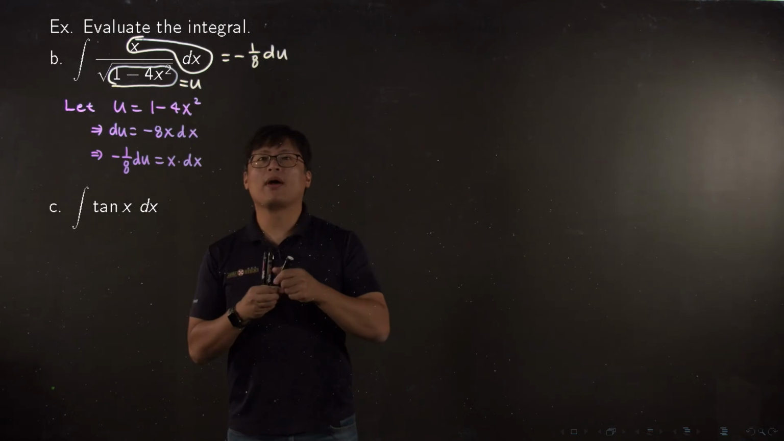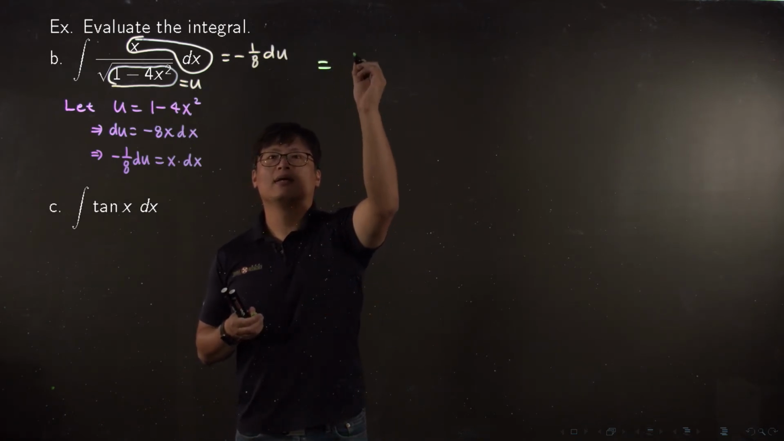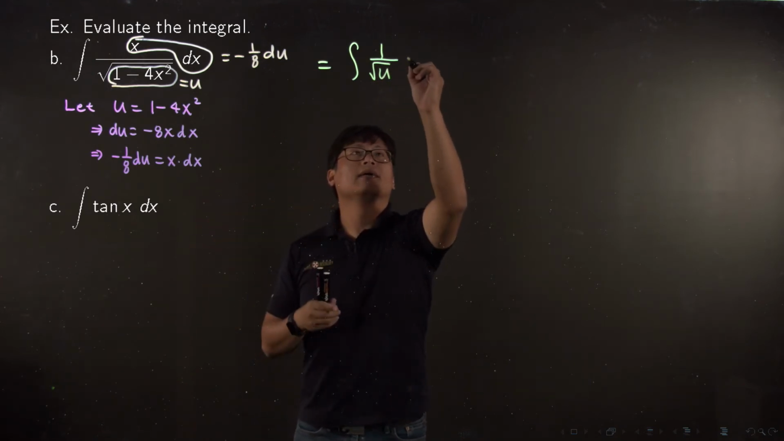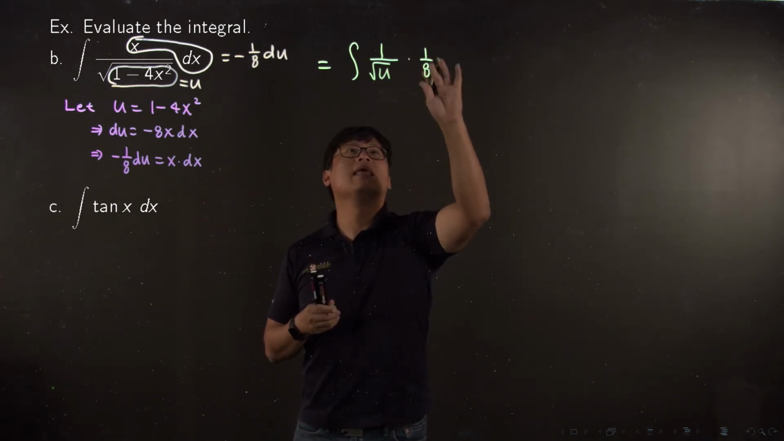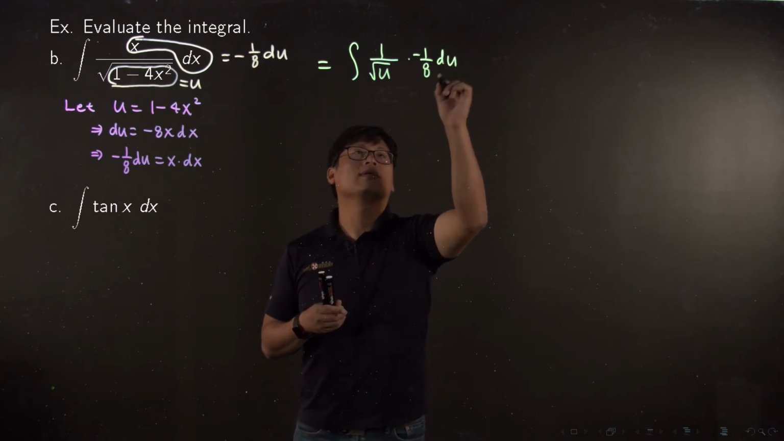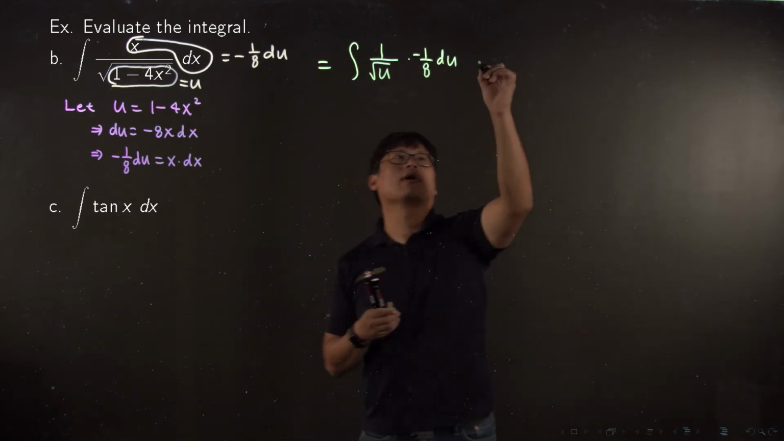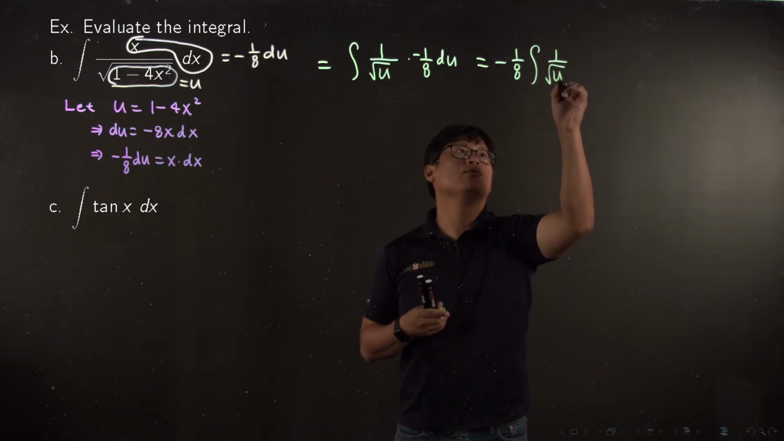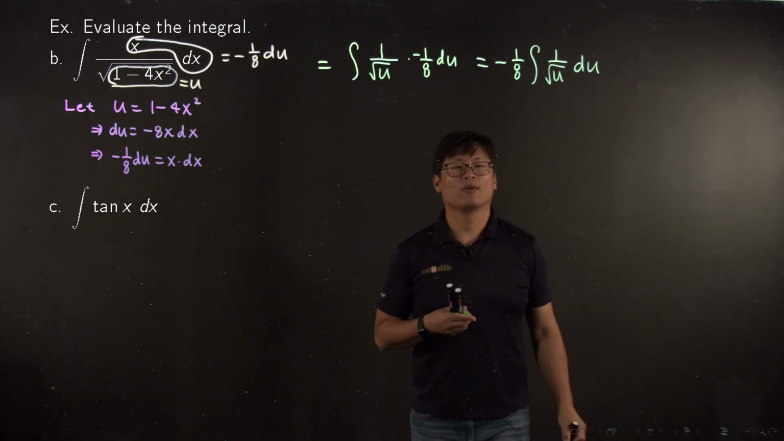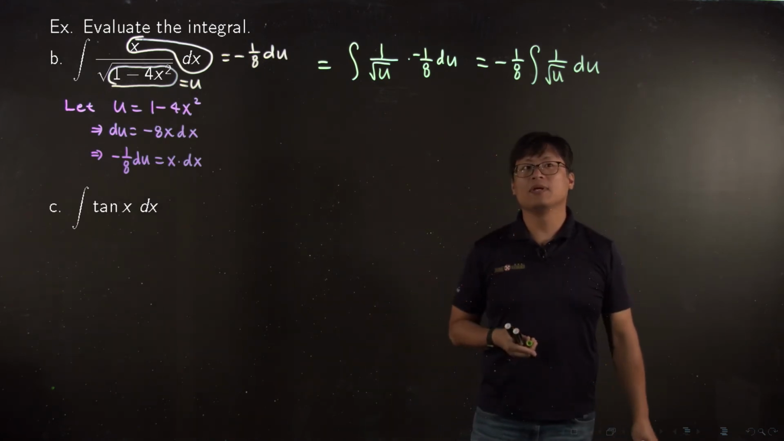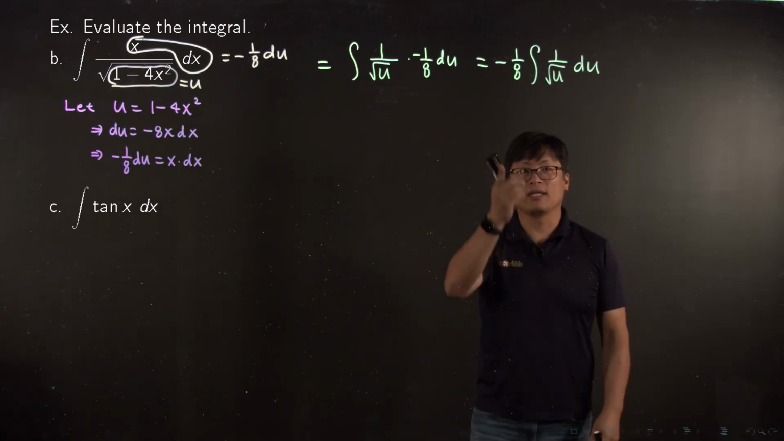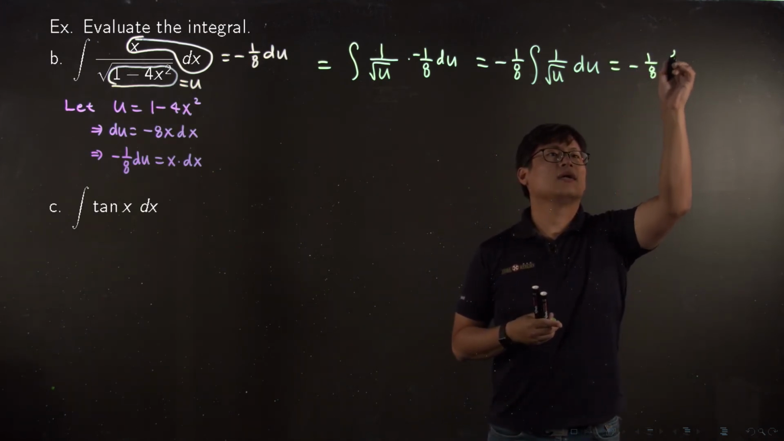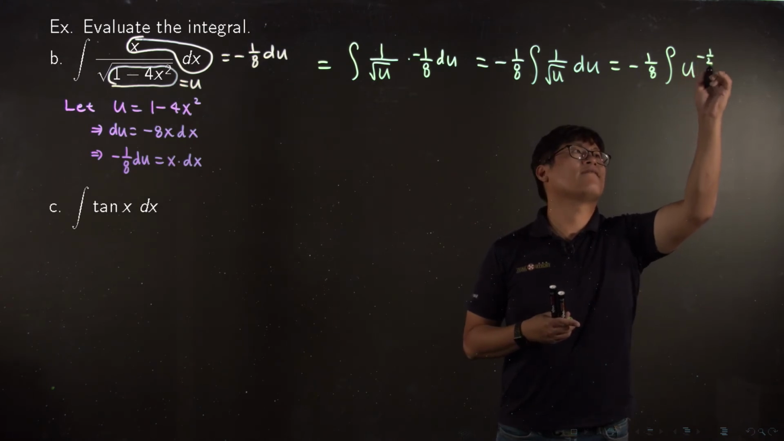So now let me rewrite my indefinite integral: 1 over the square root of u and negative 1 over 8 du, right? Let me write negative 1 over 8 in front of the integral, okay? It's negative 1 over 8 integral 1 over square root of u du, right? So that's it. This is a simple antiderivative, right? Let me try to write this one in power form. It is equal to negative 1 over 8 integral u to the negative 1/2 du.